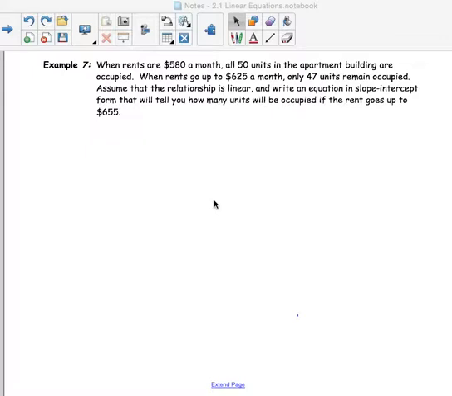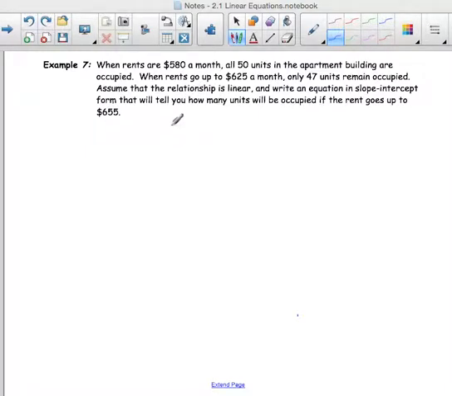7 from Notes 2.1 on linear equations. So this problem says when rents are $580 a month, all 50 units in the apartment building are occupied. When rents go up to $625 a month, only 47 units remain occupied. Assume that the relationship is linear.